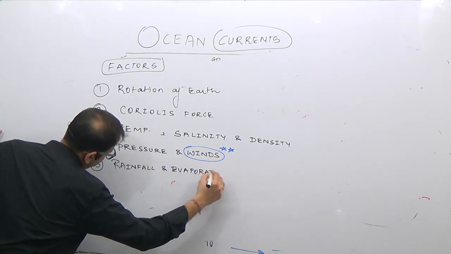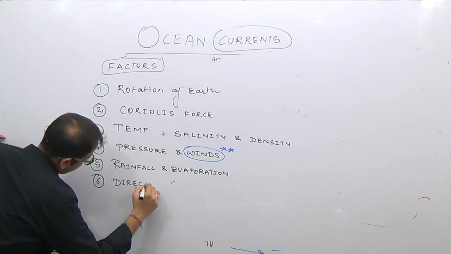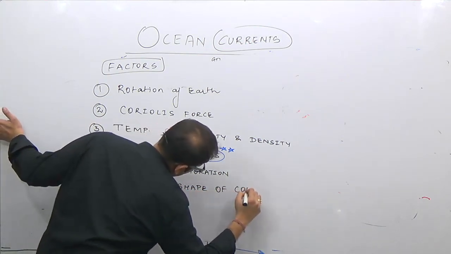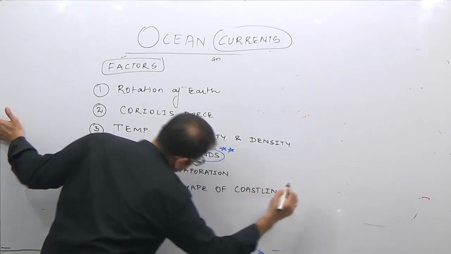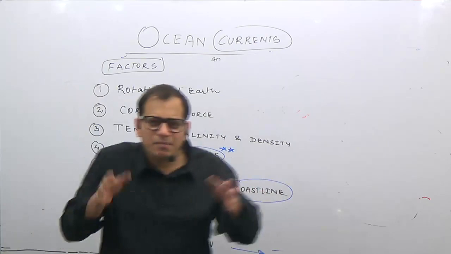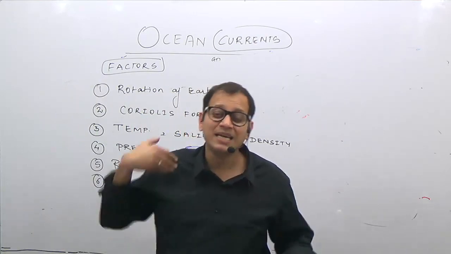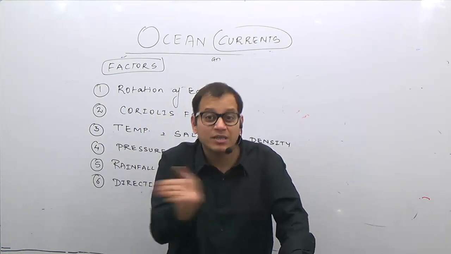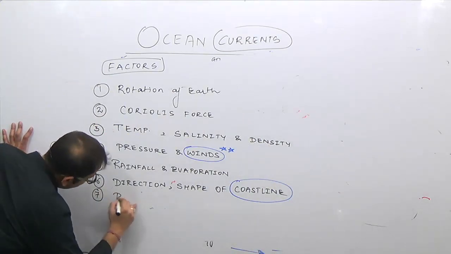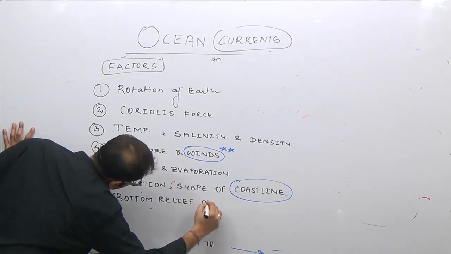Then direction, shape of coastline. Direction and shape of a coastline includes the bottom relief of an ocean, because even the presence of an ocean ridge or mid-oceanic ridge will influence the direction of ocean currents, because while going over the mid-oceanic ridges, the ocean currents will be deflected into different directions. So, bottom relief of oceans.